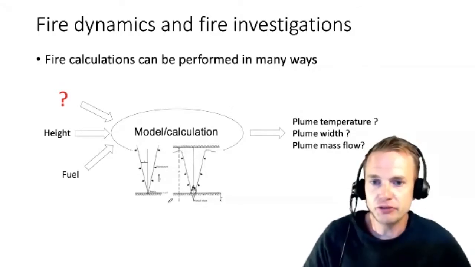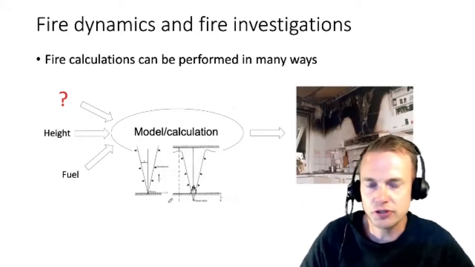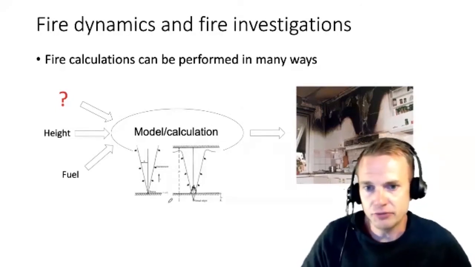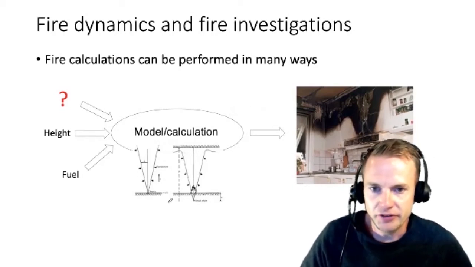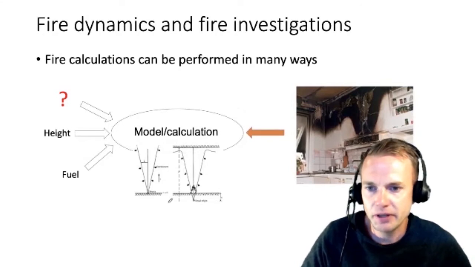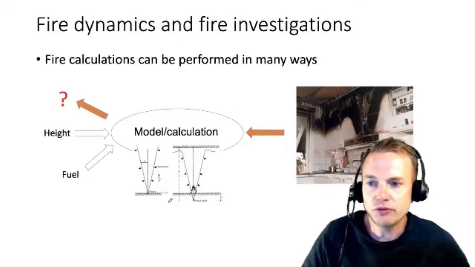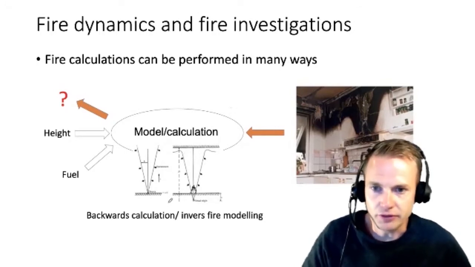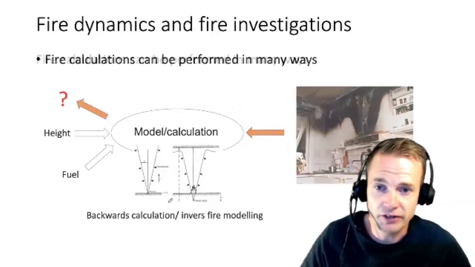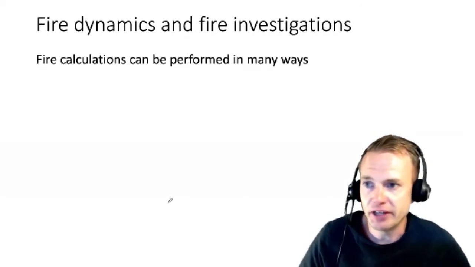We want to find the heat release rate. We go to the scene and look: are there any patterns or traces or clues that we can use in order to find the heat release rate? We see here we have a fire pattern, a typical V pattern. And based on that type of information, we do a backwards calculation in order to find the heat release rate. This is called inverse fire modeling or backwards calculation. So that's a possible approach in fire investigations with the help of fire models derived from fire dynamics principles.